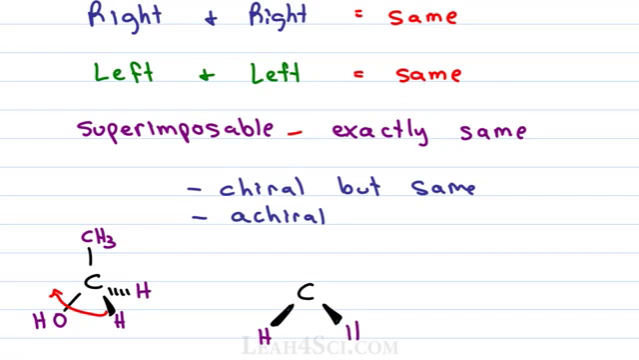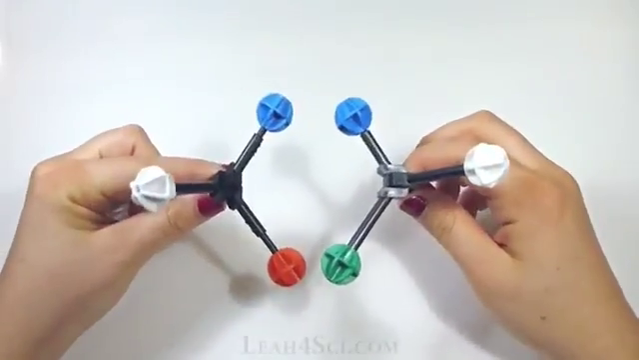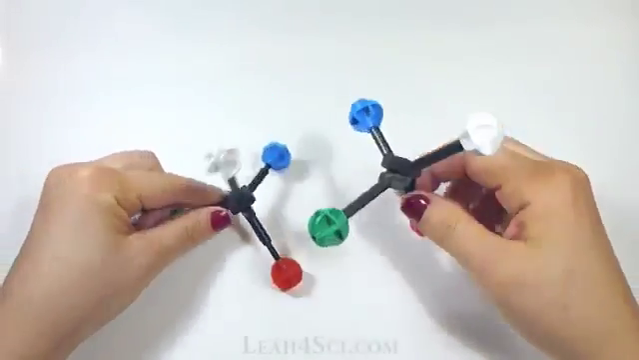We have 2 hydrogens coming out of the page, one to the right, one to the left. There's an OH going down and towards the back. There's a CH3 going straight up in the plane of the page, and look at that. Symmetry right down the middle. So if your molecules are chiral but the same, or if they're achiral with a plane of symmetry, they are going to be superimposable. Now let's see what happens if instead of 4 unique substituents, I have only 3.